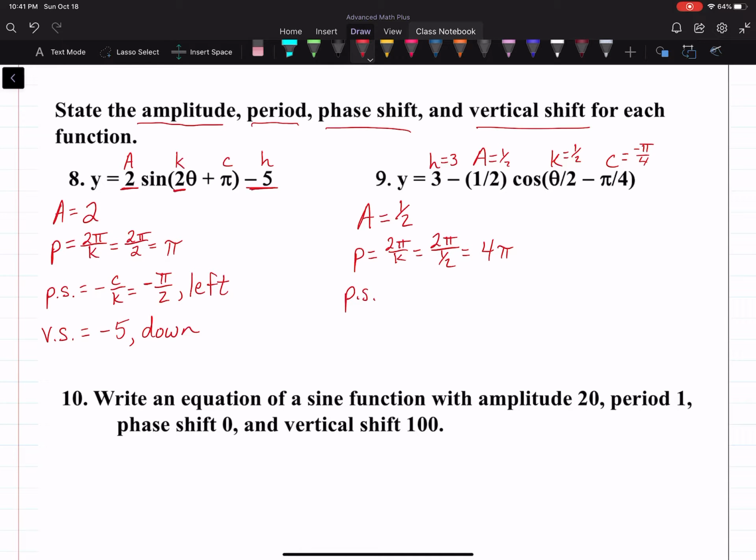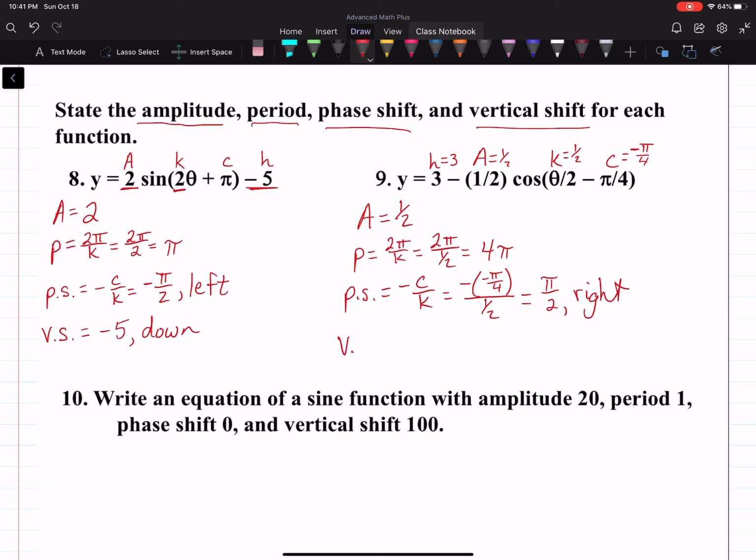Your phase shift, negative c over k. So that's negative pi over 4 divided by your k, which is 1/2. So that's ugly, but it ends up being positive pi over 2. And that is to the right, shifts to the right. Again, if your phase shift is positive, it's right. Or you can think about it, if your c is negative, it goes right. So whichever way you want to think about it.